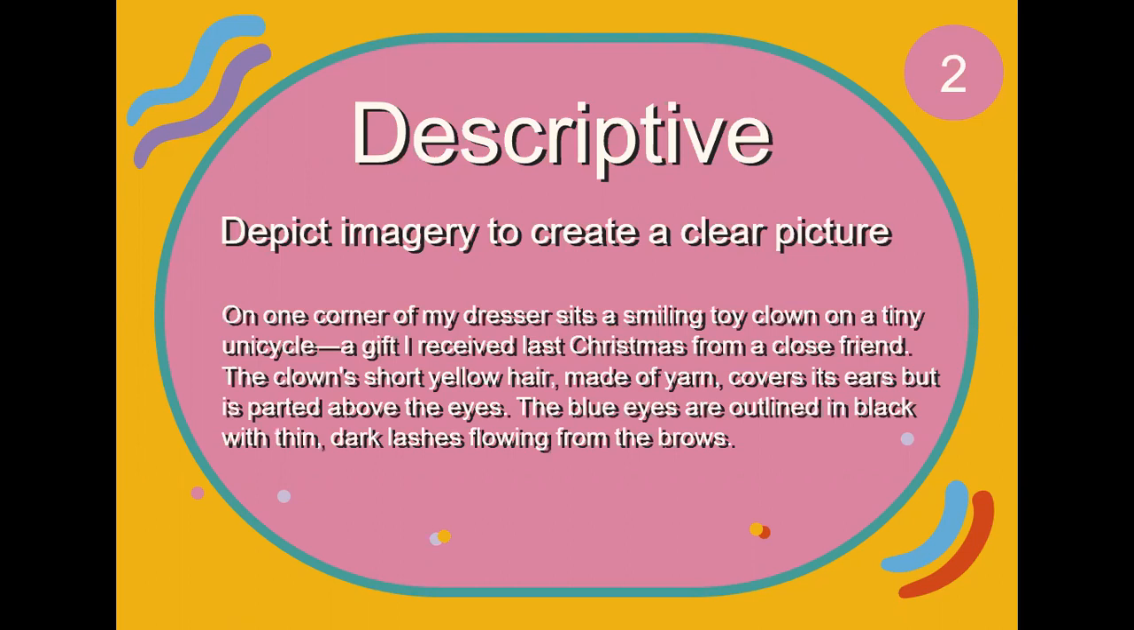On one corner of my dresser sits a smiling toy clown on a tiny unicycle, a gift I received last Christmas from a close friend. The clown's short yellow hair, made of yarn, covers his ears but is parted above the eyes. The blue eyes are outlined in black with thin, dark lashes flowing from the brows.